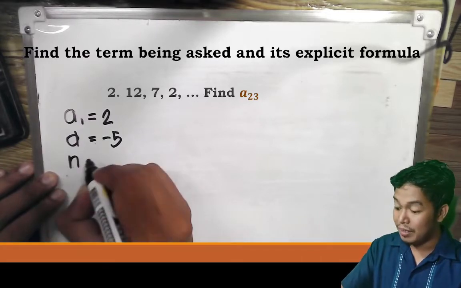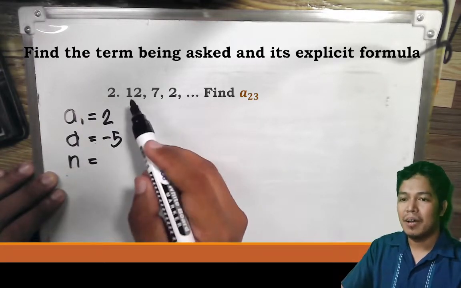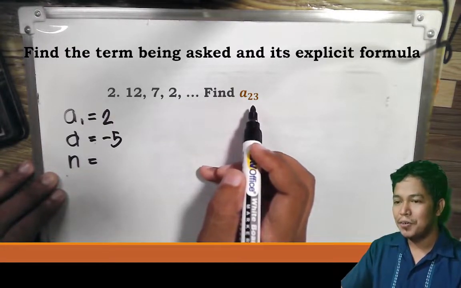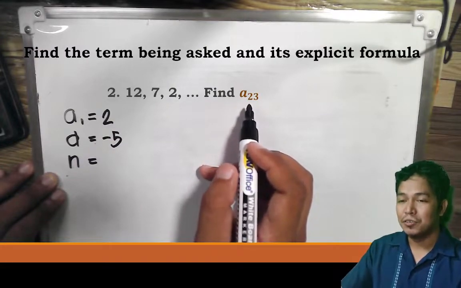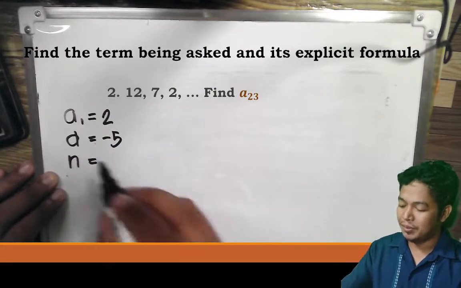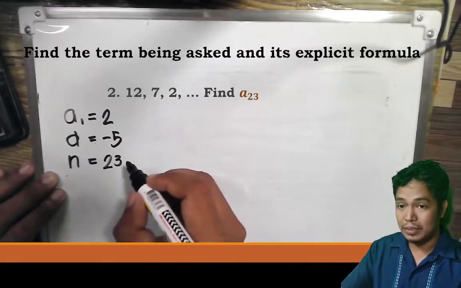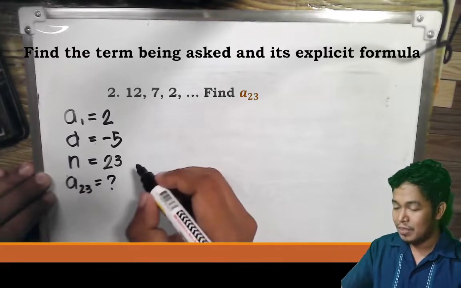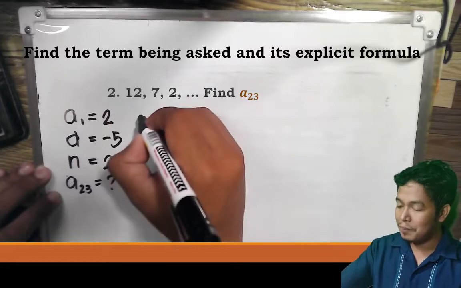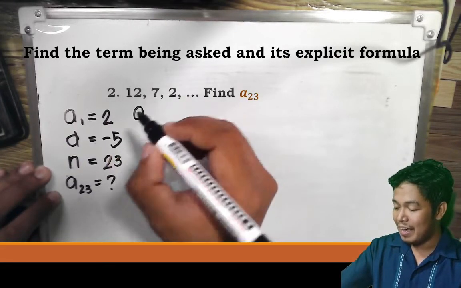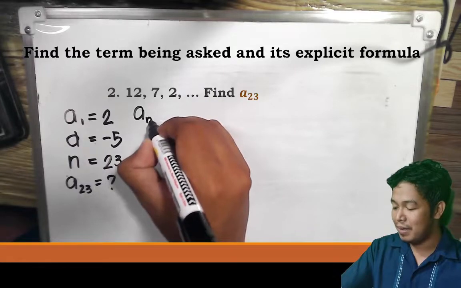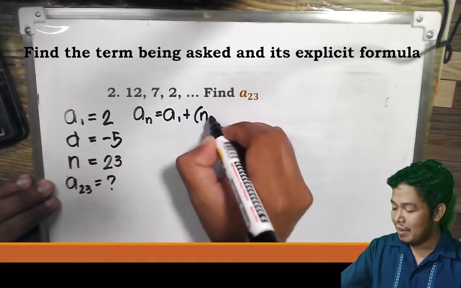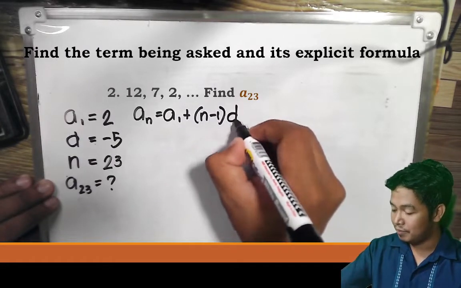And the number of terms is, how many terms do we have? Since we are looking for a sub 23, or the 23rd number, we have 23 terms. So our n is 23. Now we are looking for a sub 23. To get a sub 23, we need to use the formula a sub n is equal to a sub 1 plus n minus 1 times d.